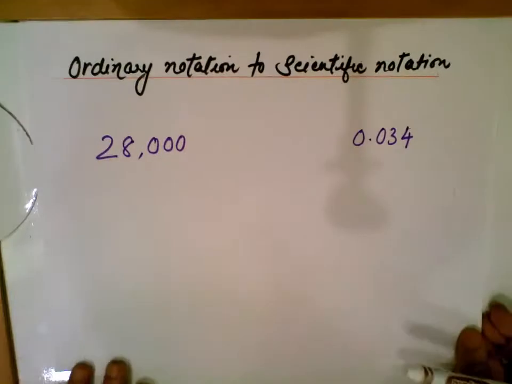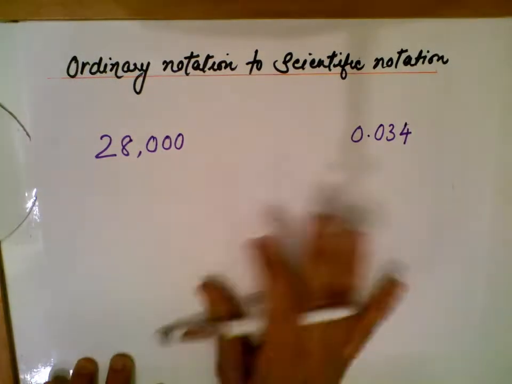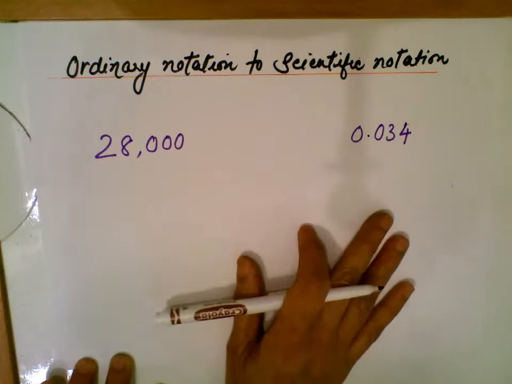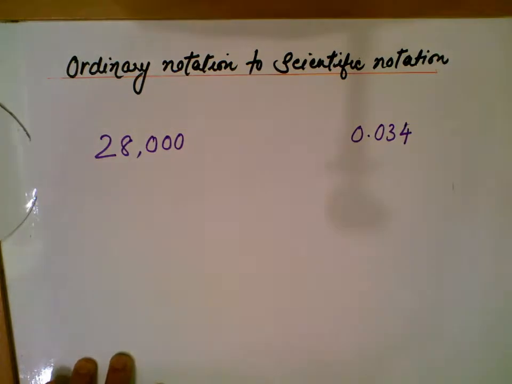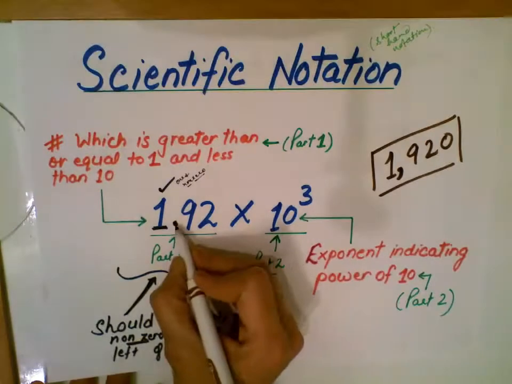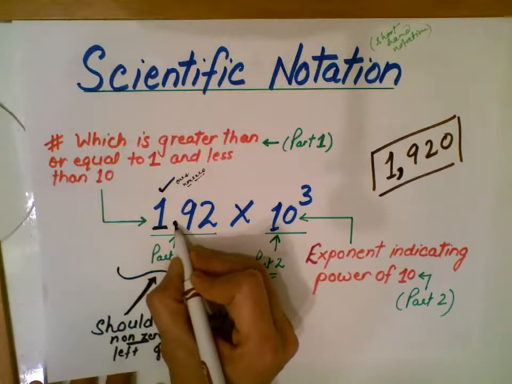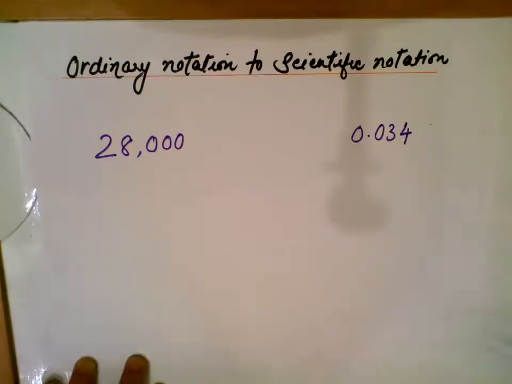Let's do some examples. Here you're converting ordinary notation to scientific notation. So how do you do that? You do that by moving the decimal. How do I know which side I have to move the decimal? I just told you that you have to move the decimal in such a way that you are left with only one digit to the left of the decimal, and that digit has to be non-zero.